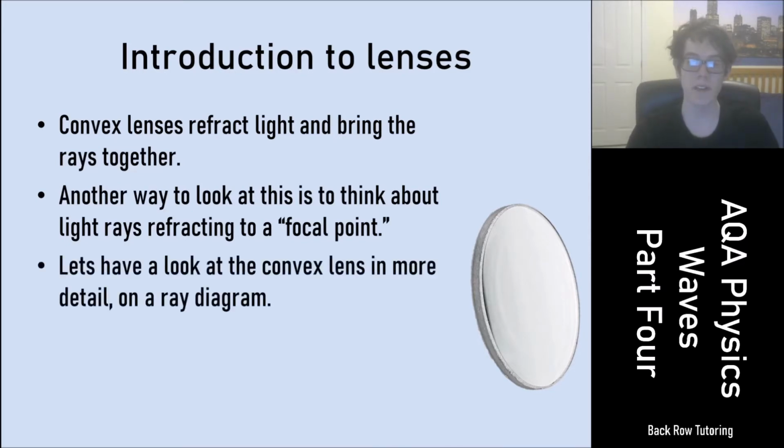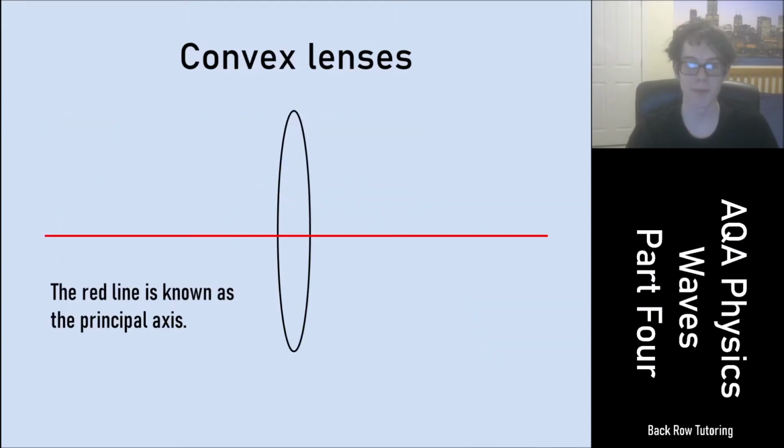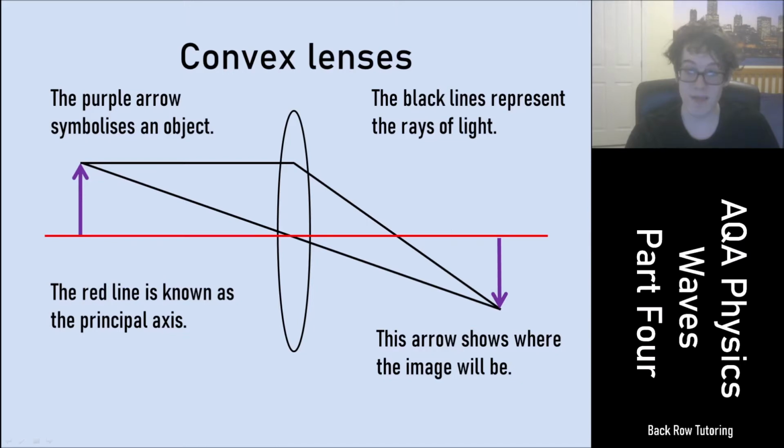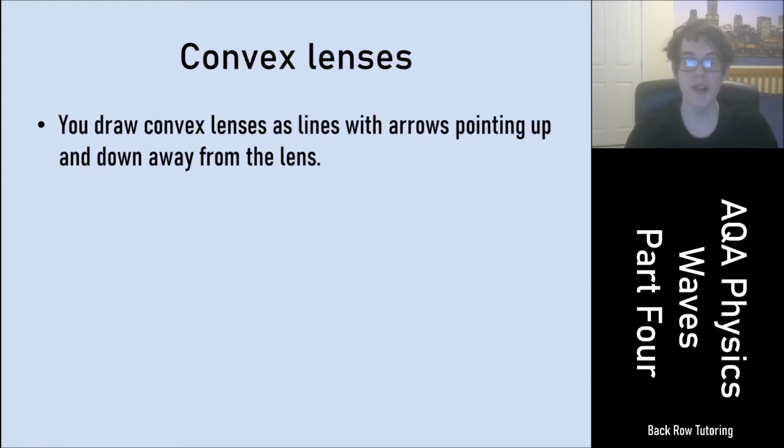Let's have a look at the convex lens in more detail on a ray diagram. So this is what a convex lens looks like from the side. You can see that it's fatter in the middle than on the outside. Here on the left we have a purple arrow and this represents the object. On the right we'll have another purple arrow and this represents where the image will be. The black lines represent rays of light and the red line through the middle is called the principal axis. You draw convex lenses as lines with arrows pointing up and down away from the lens, like this.